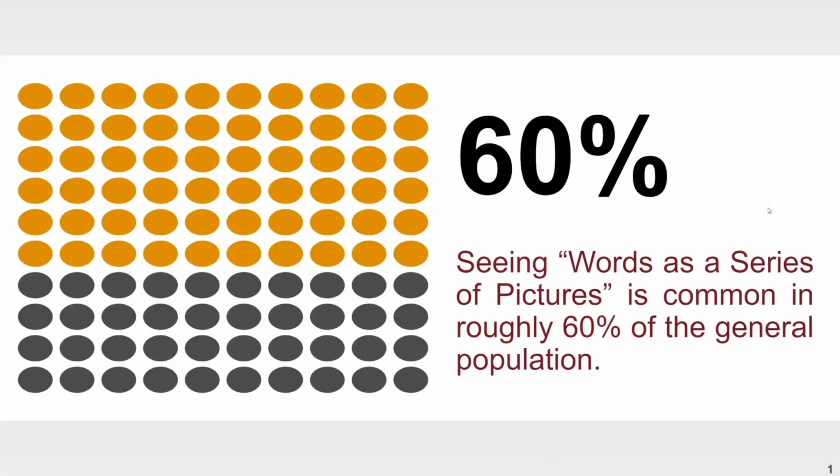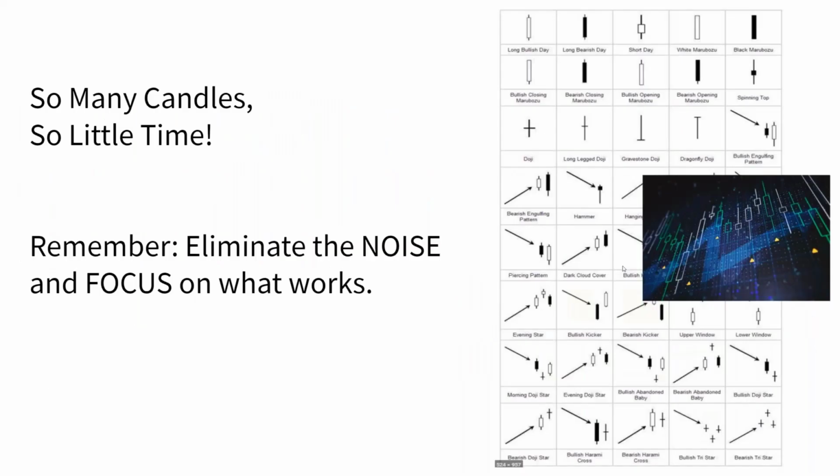But again, the great thing about this whole thing is that a visual aspect to the markets is what fits most of us best. Why? Because we know empirically that 60 to 80% of people are what's called visual learners, right? And so if you can see something through the lens of a series of pictures, you'll have an easier time learning this.